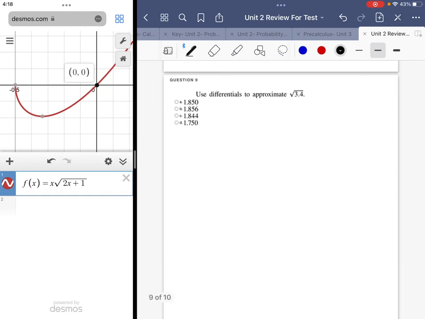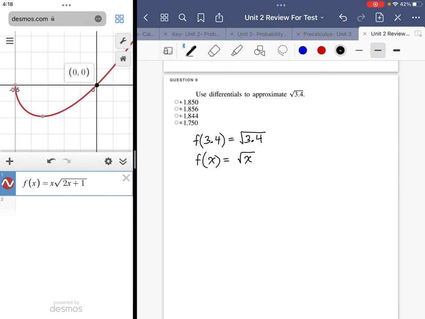All right, differentials. So differentials requires us to determine a function that we can use to approximate this value. We talked about this in class, where when you're given something like the square root of 3.4, we want to think of that as the result of some function being evaluated. If that were the case, then the function that was evaluated prior to arriving at this expression could have been f of x is equal to the square root of x.